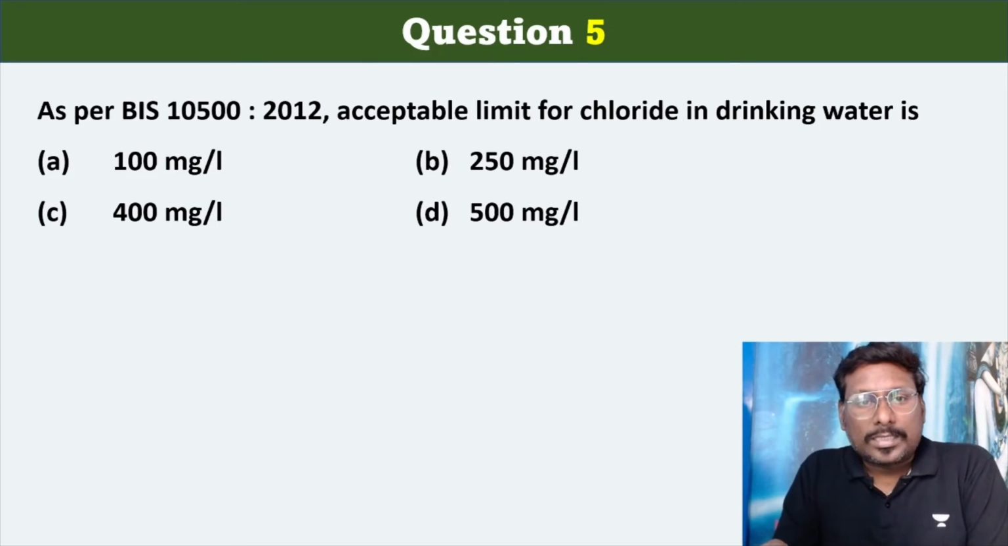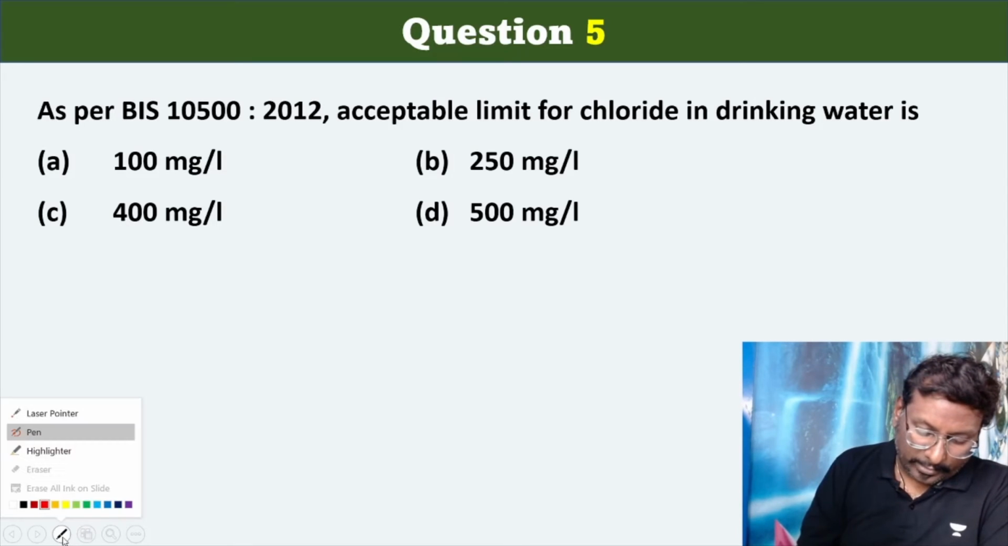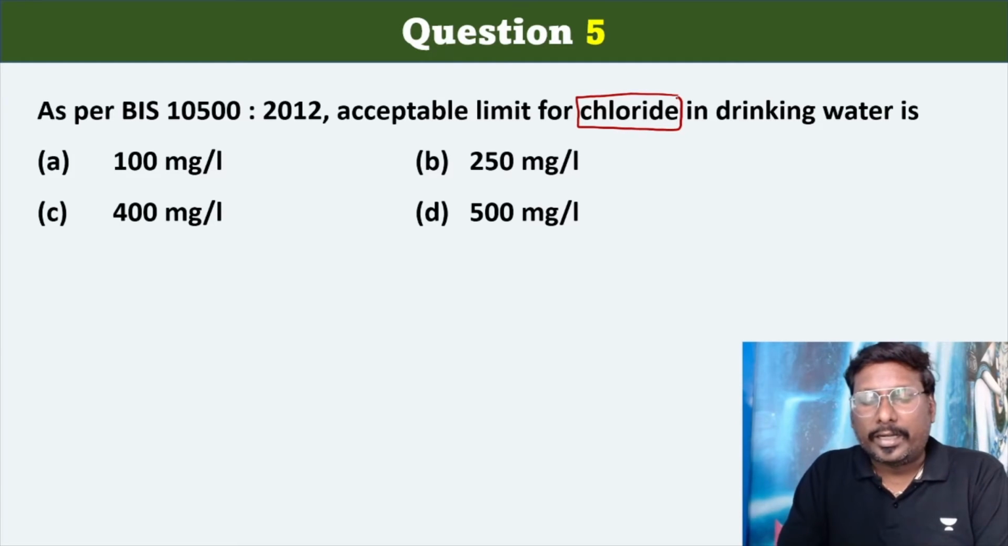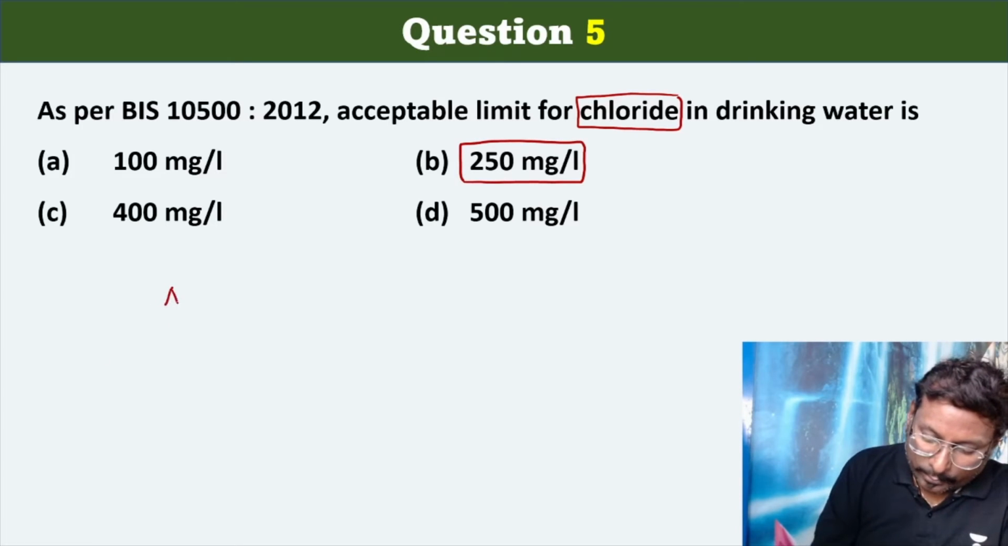As per BIS 10500:2012, acceptable limit for chloride in drinking water is up to 250 milligram per liter. So we have two limits. One is acceptable limit, that is as asked in the question, 250 mg per liter.